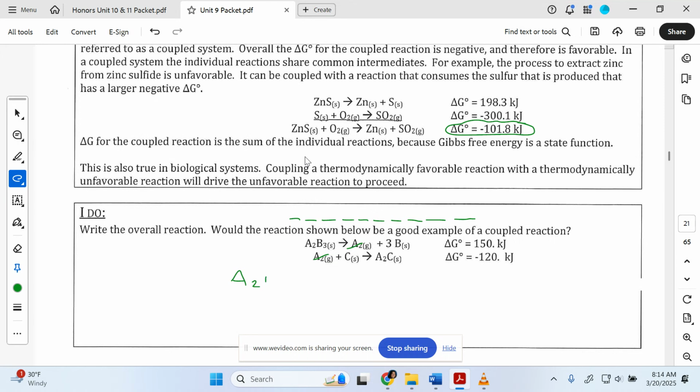So we have A2B3 plus C yields 3B plus A2C. Our overall delta G here is going to end up being how much? 30. That is a positive value. So would this be a good example of a coupled reaction? No. In order to be a good example of a coupled reaction, your delta G needs to come out as a negative value, and that's not the case here.